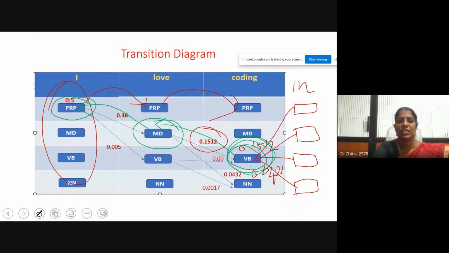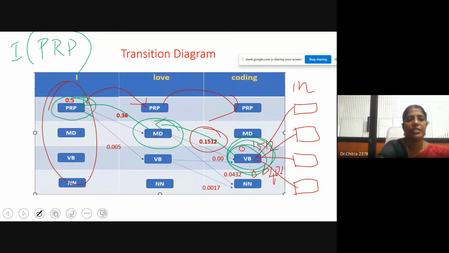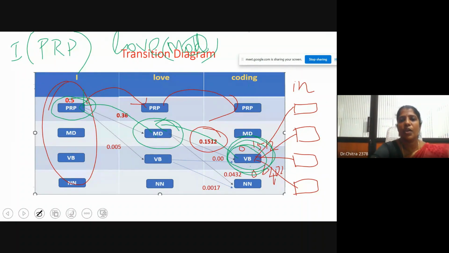So the part of speech tagging is: I belongs to PRP. And what's the next one? Love. Love is one kind of modal in the defined set, so love belongs to MD. And what is the next one? Coding. Coding belongs to verb.